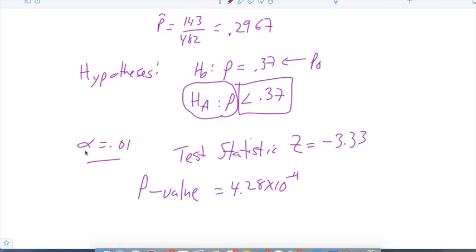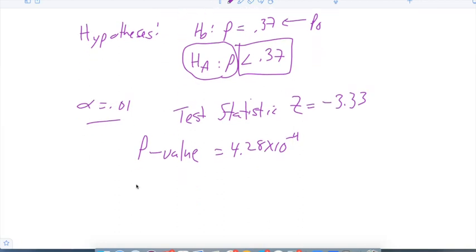Okay, now here's our alpha level. That p-value is tiny. That p-value is much less than the alpha level because that's smaller than 0.01. This is 0.000428. If you're less than alpha, you reject. Say that to yourself 100 times. Less than alpha, reject. Small probability is very strong evidence.